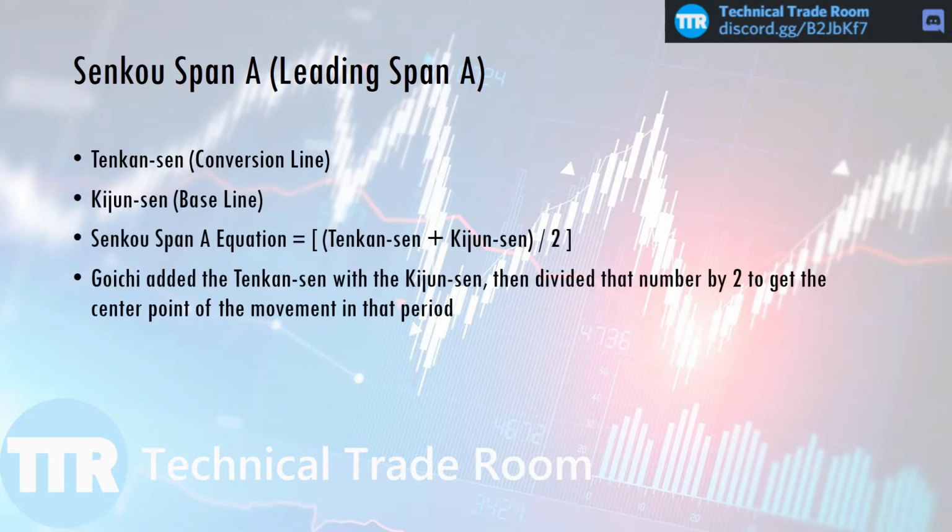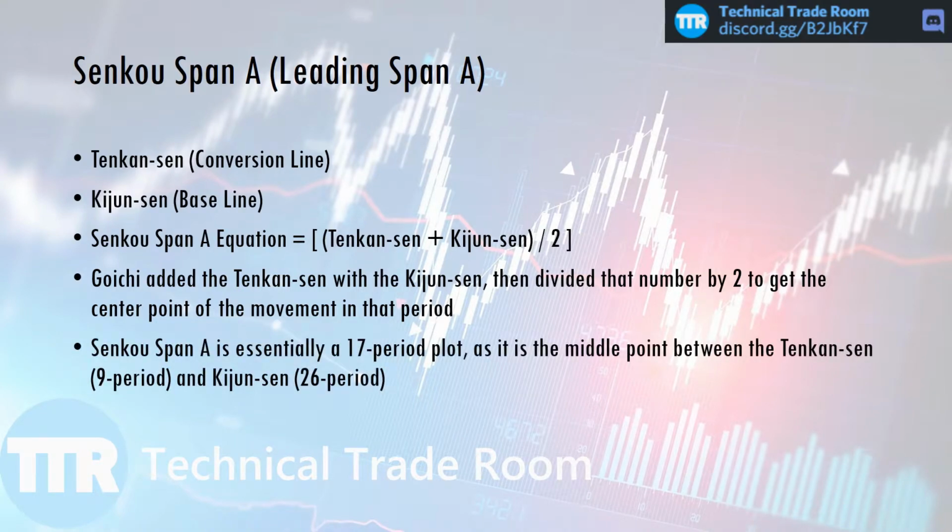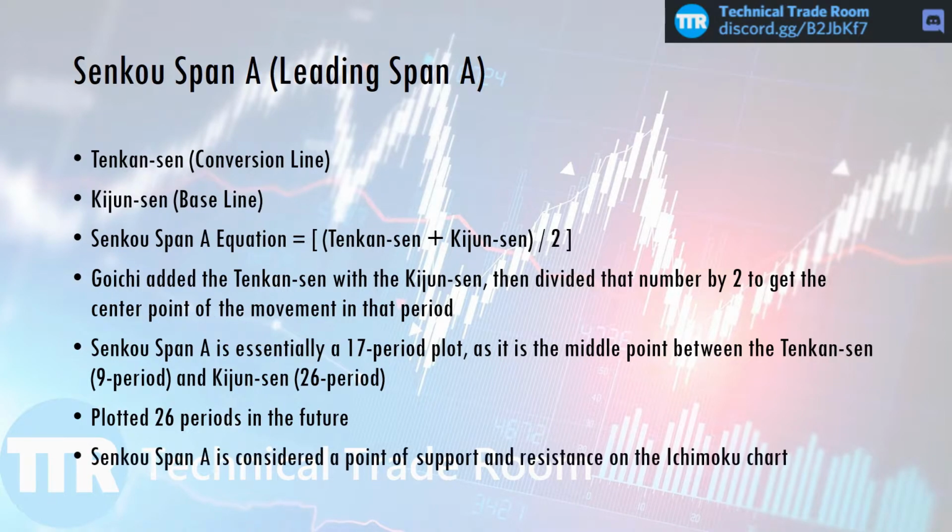Similar to the previous components, Goichi added the values of the two and then divided it by 2 to establish the center point between the Tenkan and the Kijun. The Senko Span A is essentially a 17-period plot, as it is the difference between the Kijun, which is 26 periods, and the Tenkan, which is 9 periods. The major difference between the Senko spans, and the reason why it is called a leading indicator, is that Senko spans are plotted 26 periods into the future. Finally, Senko spans are considered a point of support and resistance on the Ichimoku chart.